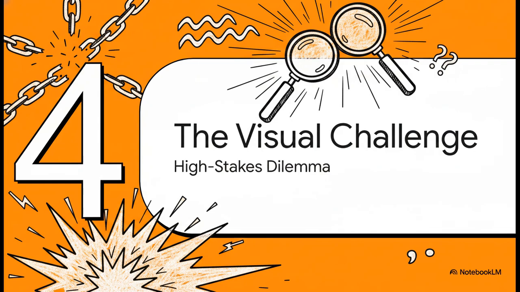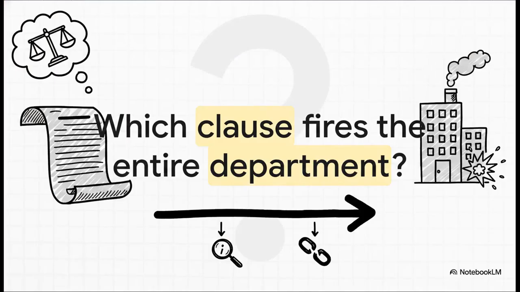Section 4. The visual challenge. You can see how easily things can go wrong here. Let's move on and see how this builds. Let's look at one final, high-stakes dilemma to really test your mastery. Which clause actually fires the entire department? We've got 2 sentences that are identical in vocabulary, but vastly different in their legal reality. Let's analyze them side by side.